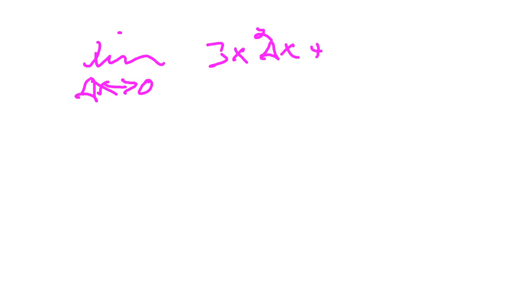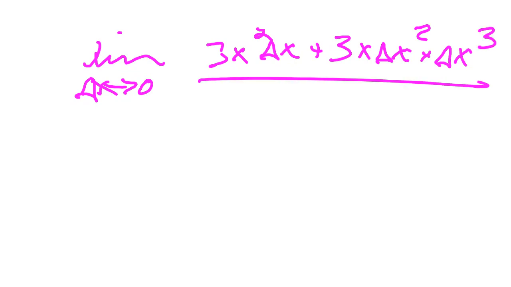Well, that's fine. So we had the limit as delta x goes to 0, so I haven't done that yet. I had 3x squared delta x plus 3x delta x squared plus delta x cubed, right, is what I had left on top, all over delta x. So I'm going to factor out a delta x so I can cancel it.